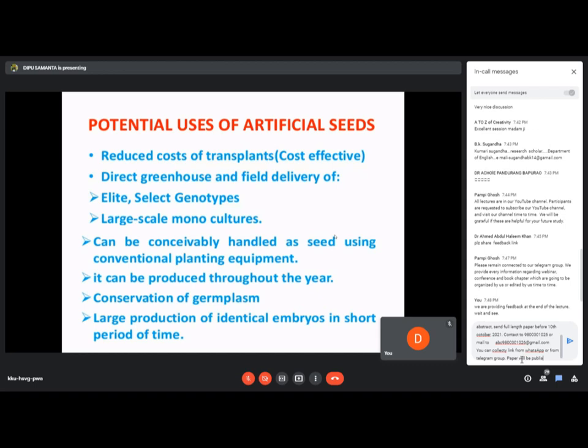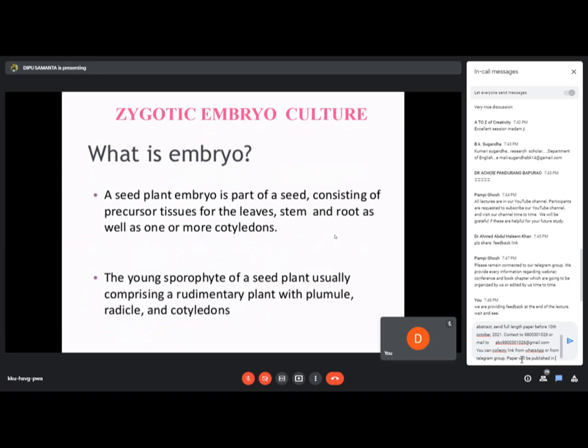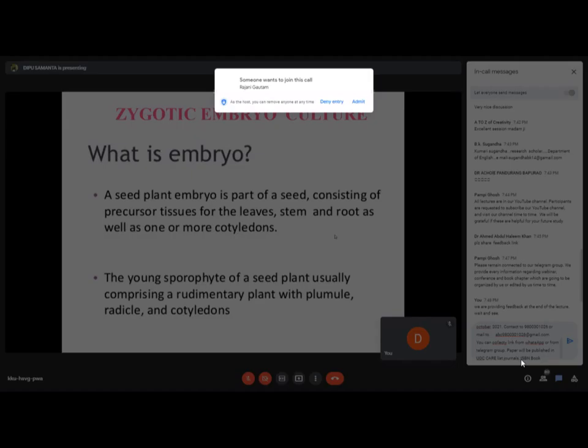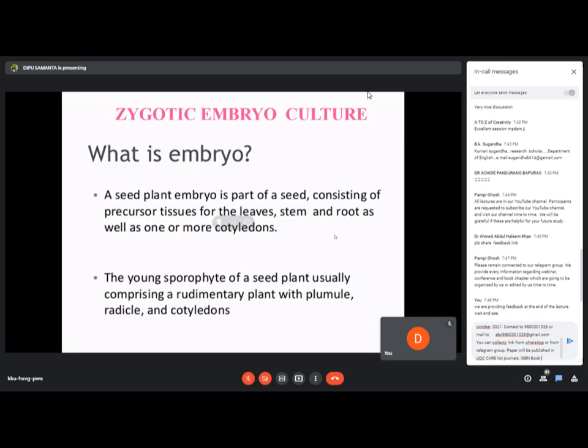Okay, now coming to zygotic embryo culture. Before going to the zygotic embryo culture, I will give you a brief idea about what an embryo is. As you all know, a seed plant embryo is a part of the seed consisting of a precursor tissue for the leaves, stem, and root as well as one or more cotyledons. The young sporophyte of a seed plant usually comprises a rudimentary plant with plumule, radicle and cotyledons.